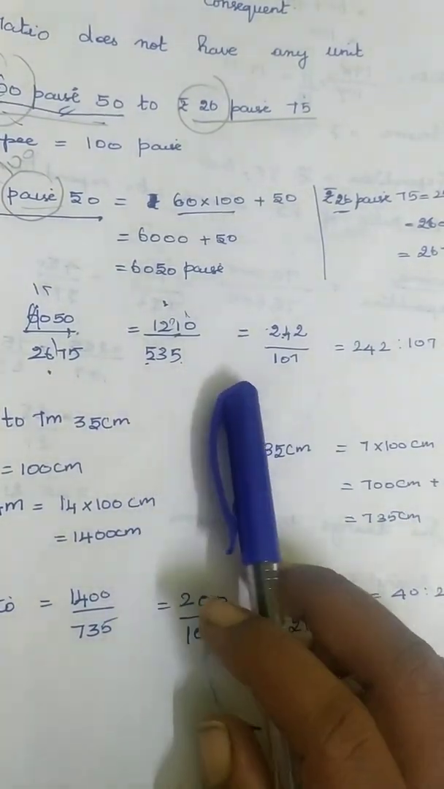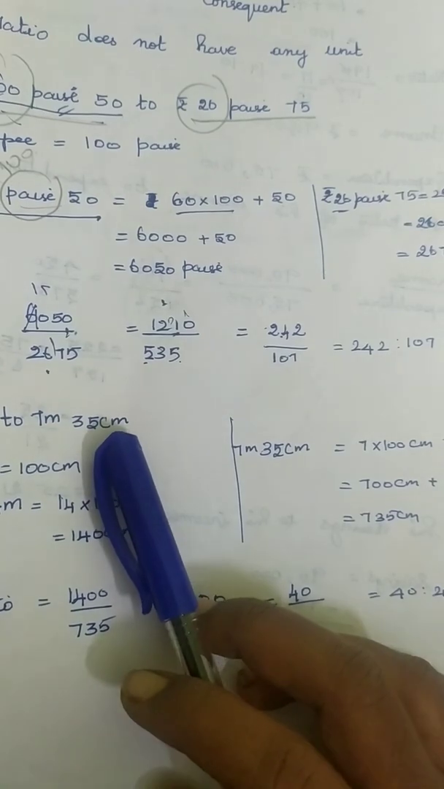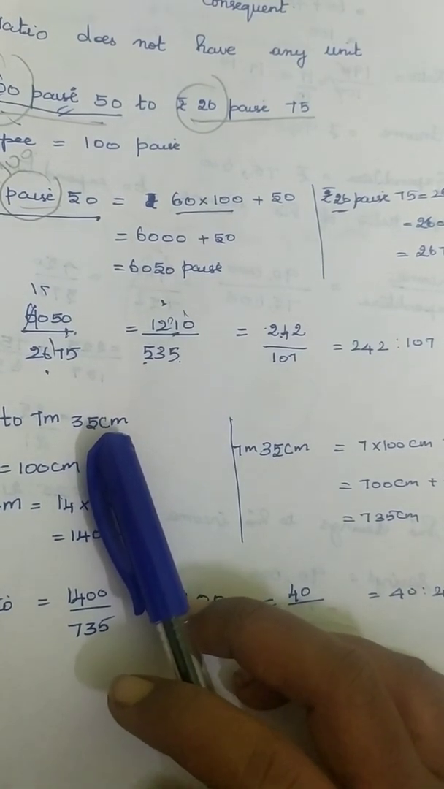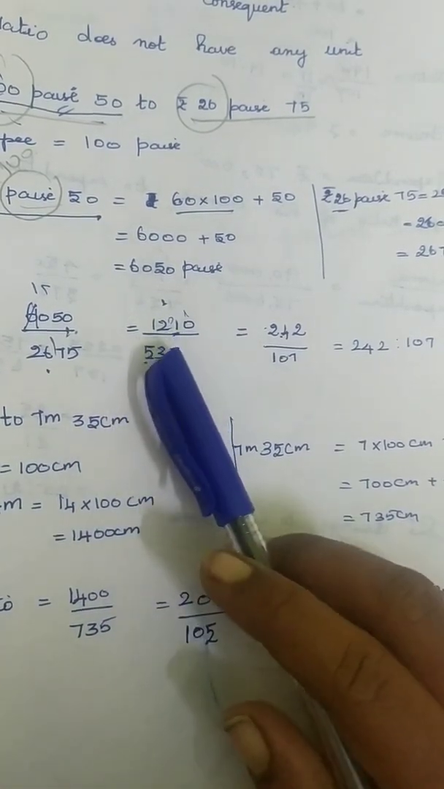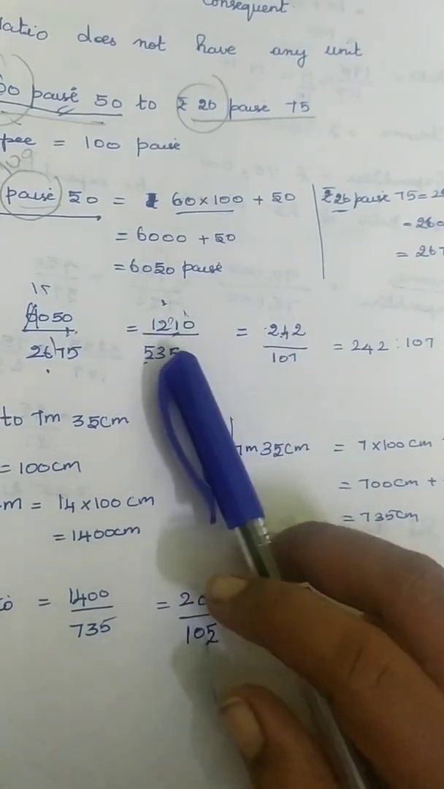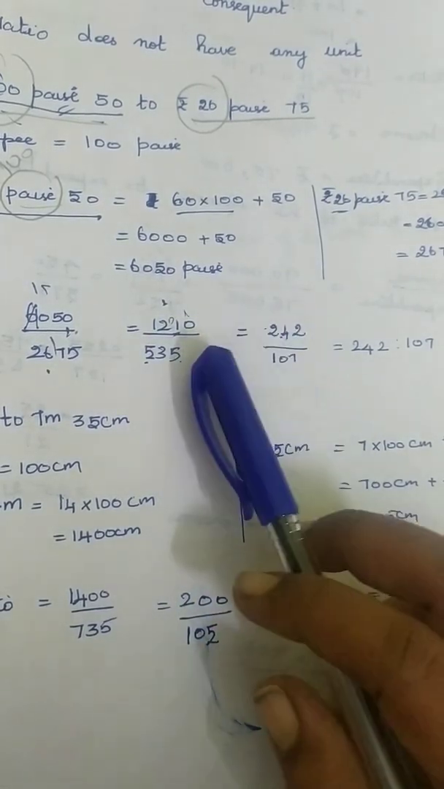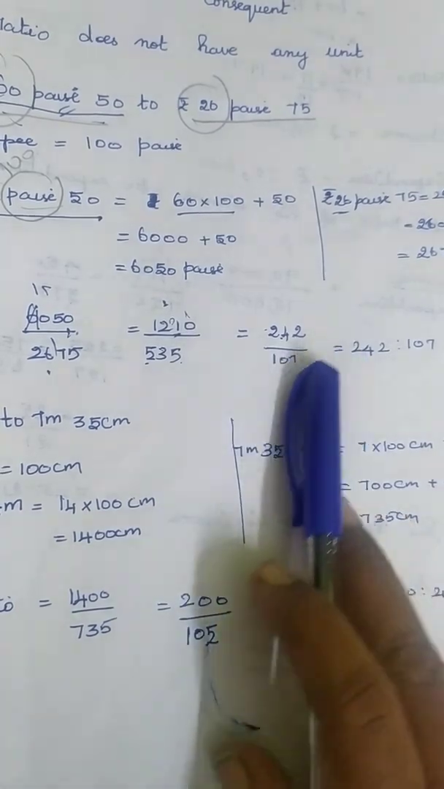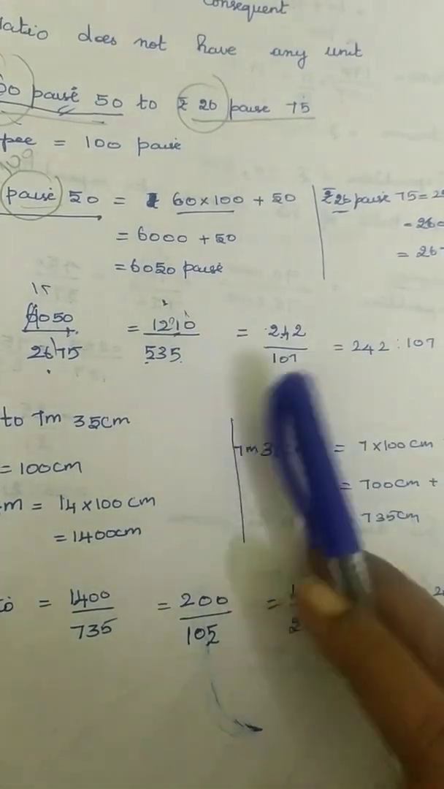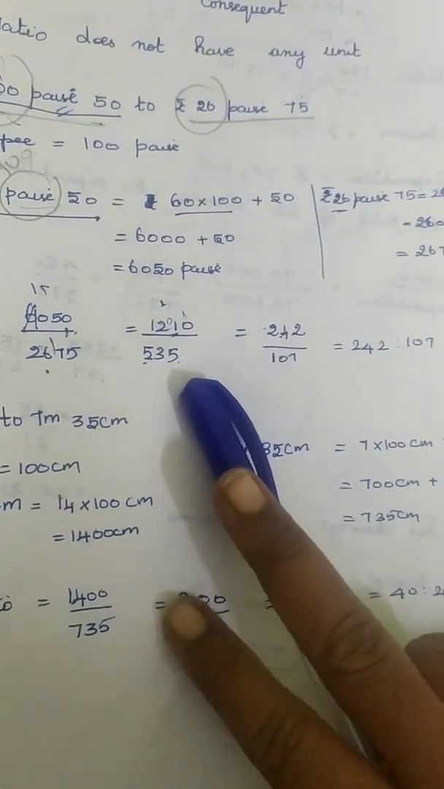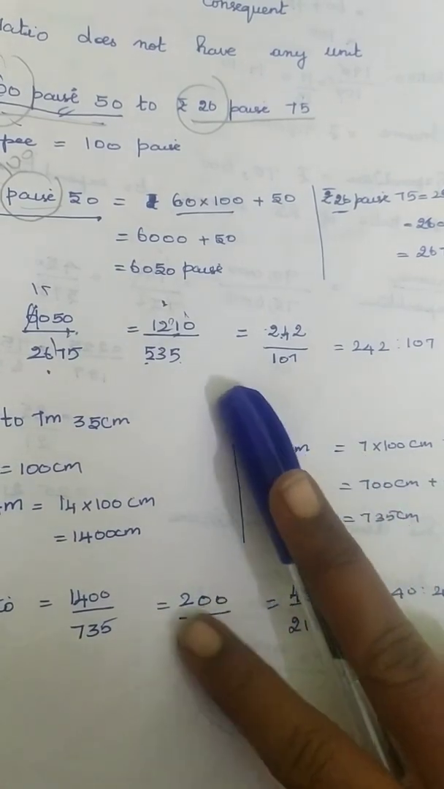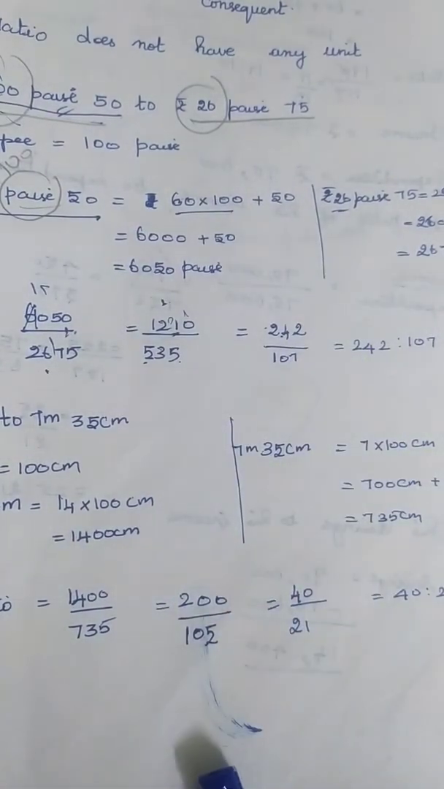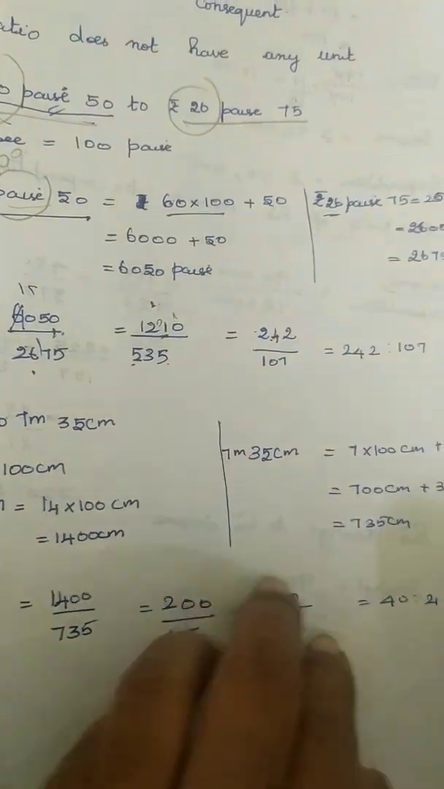Again cancel using the 5 table, 5 2s are 10, carry over 2, 5 4s are 20, carry over 2, 5, then 2 times 535, 1 5 is 5, 0, 7 5s are 35. The simplest form is 242 is to 107. This is the smallest form. This is one type of model, converting it into the smallest form.